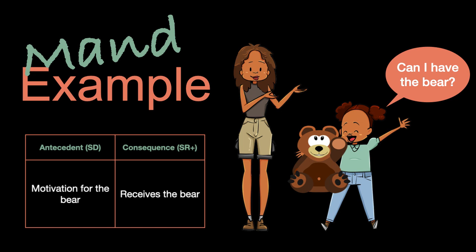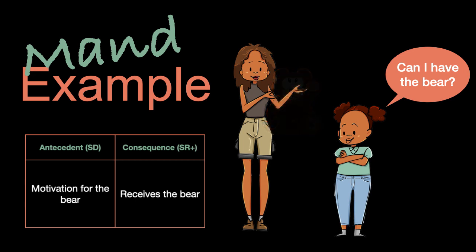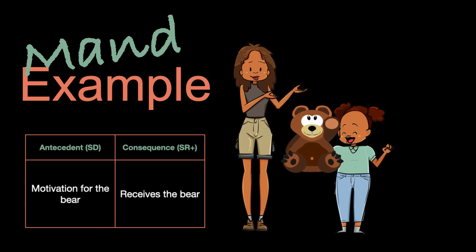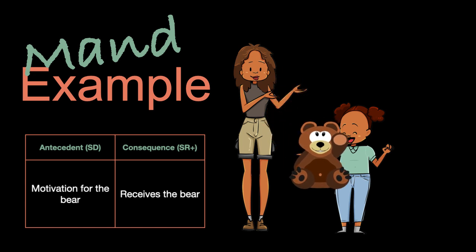That's reinforcement. The bear does not need to be present for Morgan's question to be a mand. Morgan also does not need to use a full sentence for this to be a mand. Morgan could say just bear, and it would still be a mand if she wanted the bear and the reinforcer for the word was receiving the bear. Mands can also be non-vocal. Pointing, sign language, PECS, or using an AAC device are all ways to mand for something. Identifying the verbal operant is about understanding the antecedents, or the SD, and the consequence, or what reinforces the behavior.